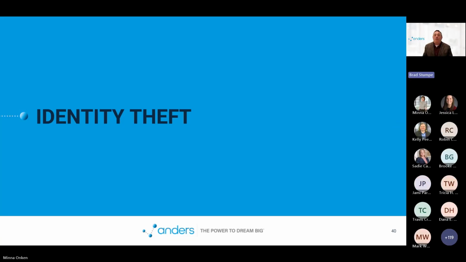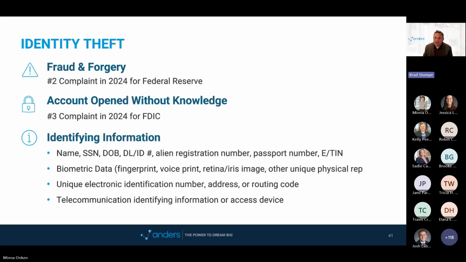So we'll wrap things up with identity theft, which was not one of the top cited violations of either the Fed or the FDIC, but complaints related to identity theft were in the top 3 for both agencies, with fraud and forgery coming in at number 2 for the Fed, and accounts opened without knowledge coming in at number 3 for the FDIC. So not saying that all fraud, forgery, and unauthorized account opening is ID theft, but a good chunk of it will be.